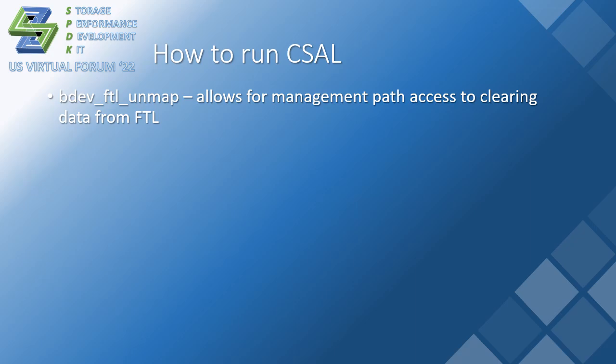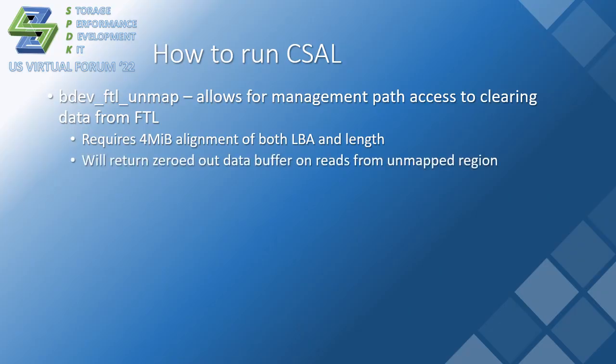Next call we'll be describing is the BDEF FTL unmap. This allows for a management path for clearing or trimming data from an FTL BDEF. It can be useful in preparing the instance to be used for the next user. It has one limitation compared to the usual trim operation. It can only process unmaps aligned to 4 megabytes, both for the starting LBA and its length. Other than that, it behaves similar to trim. Any unmapped region will return zeroed out data on reads from it, and it will improve the garbage collection process by marking unused regions to FTL.